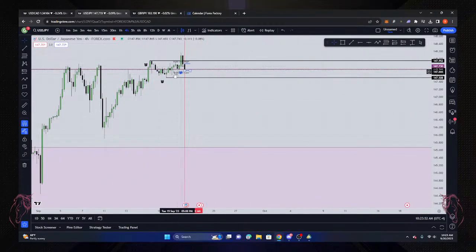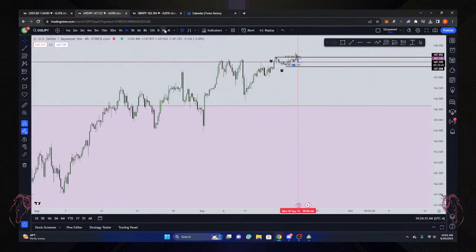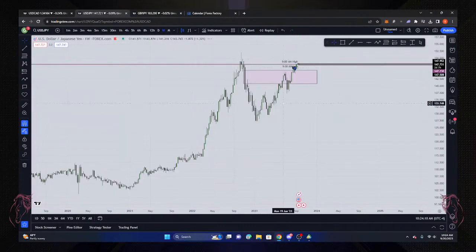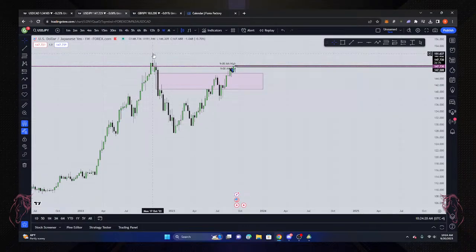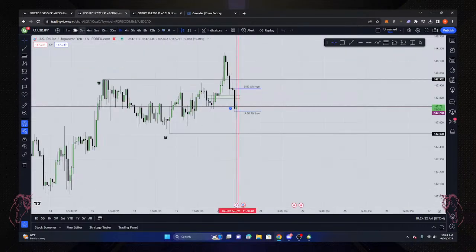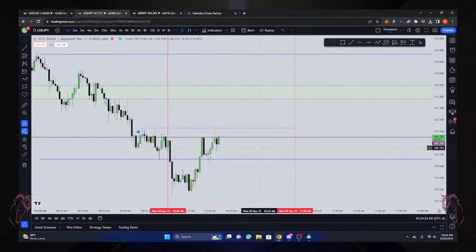Which is likely to happen because of the fact that this high that was created Friday, September the 15th, has been swept and then price pulled back into it. So if it respects the discount zone of this level, which is below this purple line right here, if it respects this discount level, treats it as a form of support, I would want to take buys and continue going higher, targeting higher time frame buy side. So just wait and see what price wants to do.